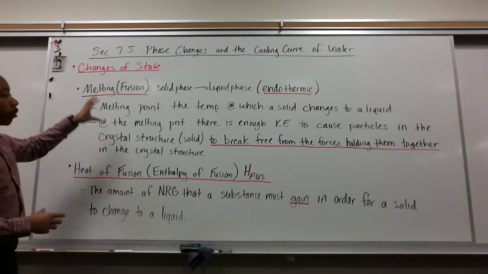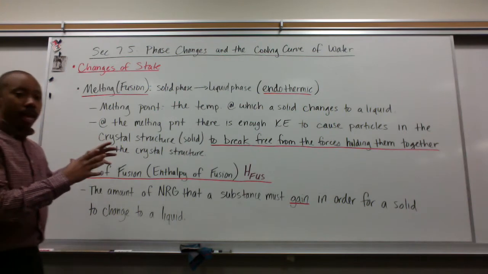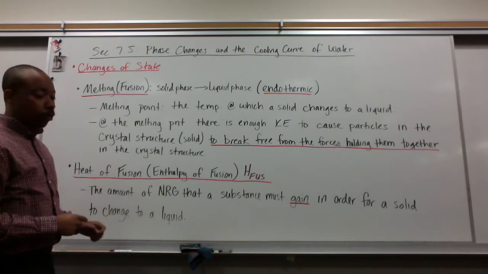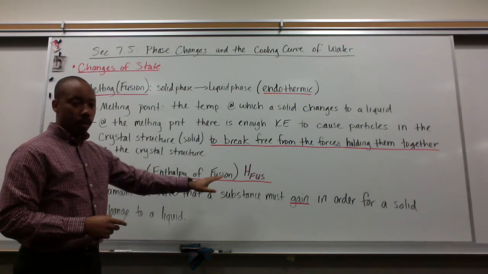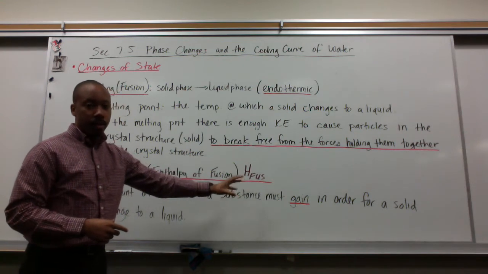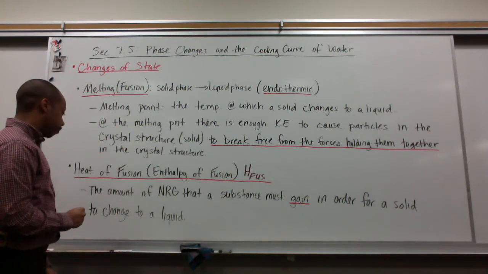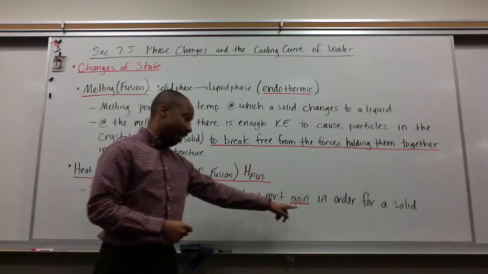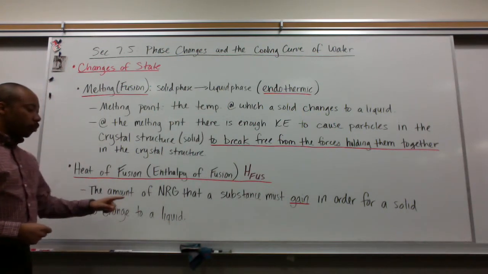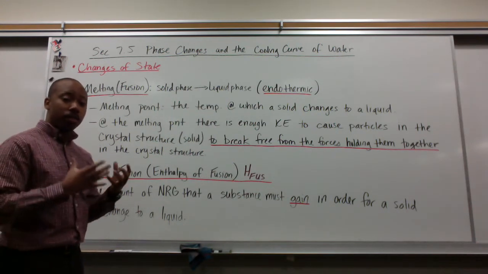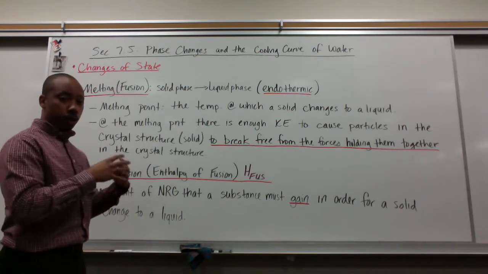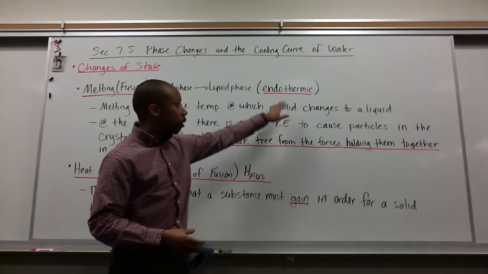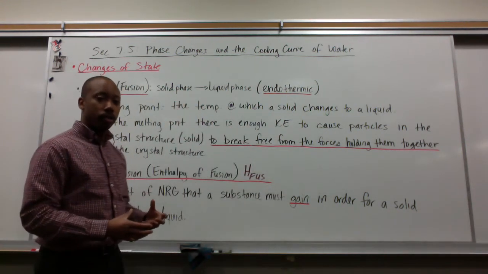Now, this melting happens when we add in enough energy for this to happen. This energy is called the heat of fusion, also known as the enthalpy of fusion. And this is the symbol for it, H sub FUS for fusion. This is defined as the amount of energy that a substance must gain in order for a solid to change to a liquid. So a certain mass of this solid must gain a certain amount of energy in order to have the melting process happen. Now I say gain, we know that gain symbolizes an endothermic change.